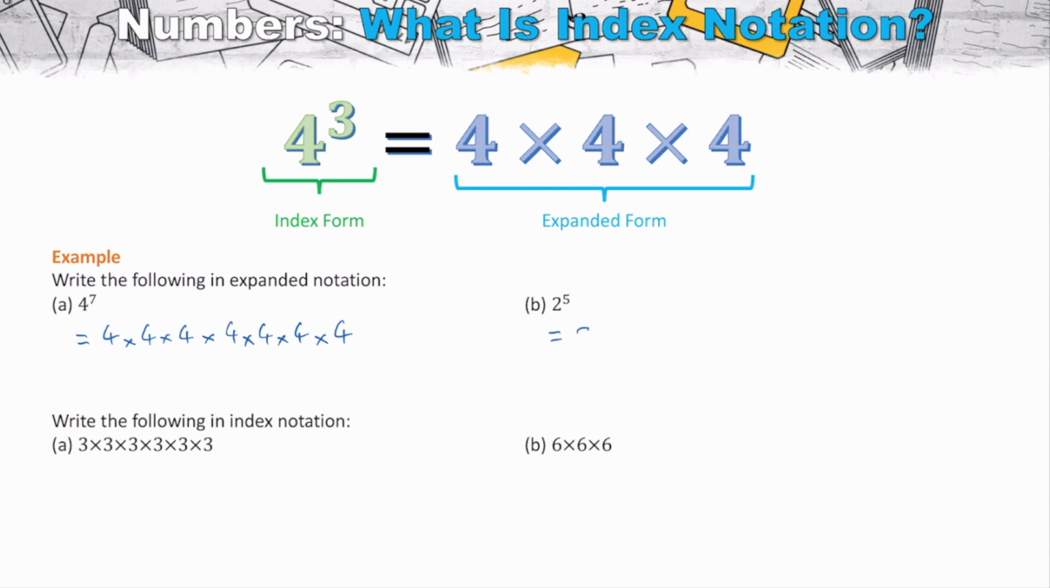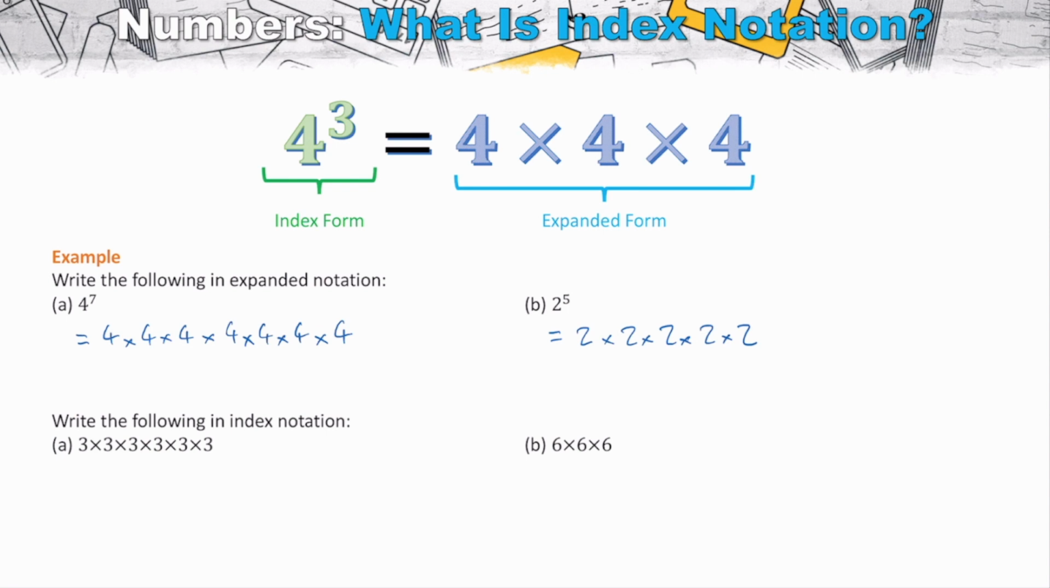So 2 to the power of 5 is going to be 2 times 2 times 2 times 2 times 2. And once again, that's going to take a lot longer to write down than 2 to the power of 5. So the reason we often have index notation is it's simpler to represent calculations that we need to make. We also need to be able to represent something that is in expanded form back into index form.